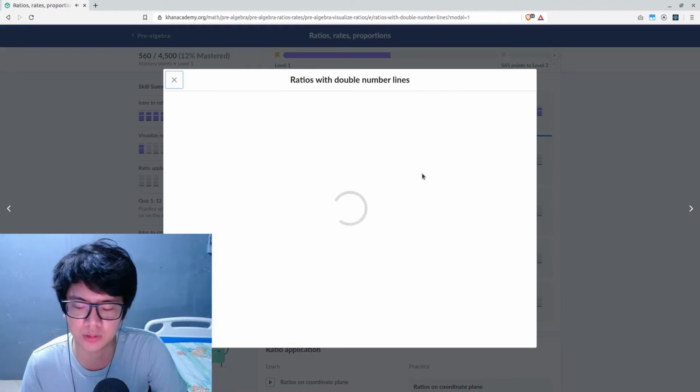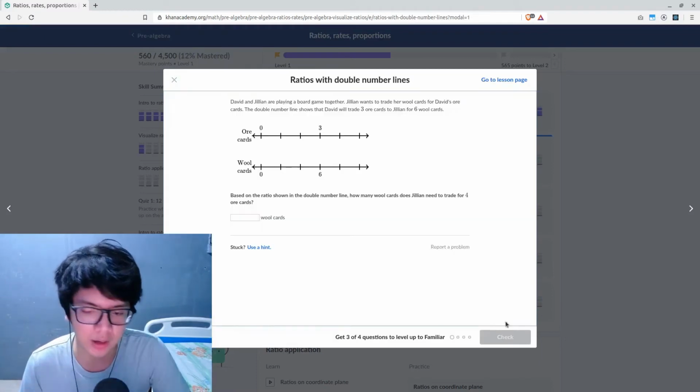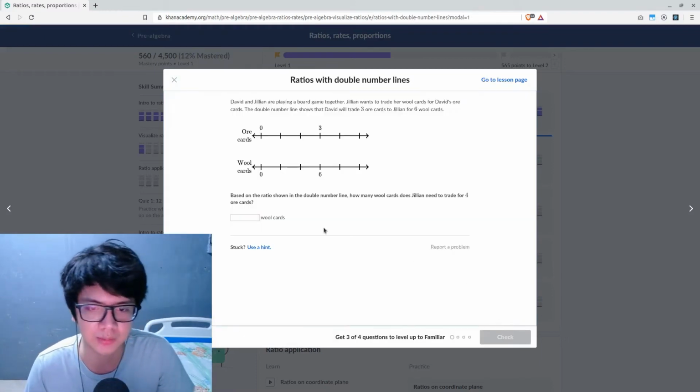Ratios of double numbers. My gosh, the medicine that I've been taking is making me really sleepy.